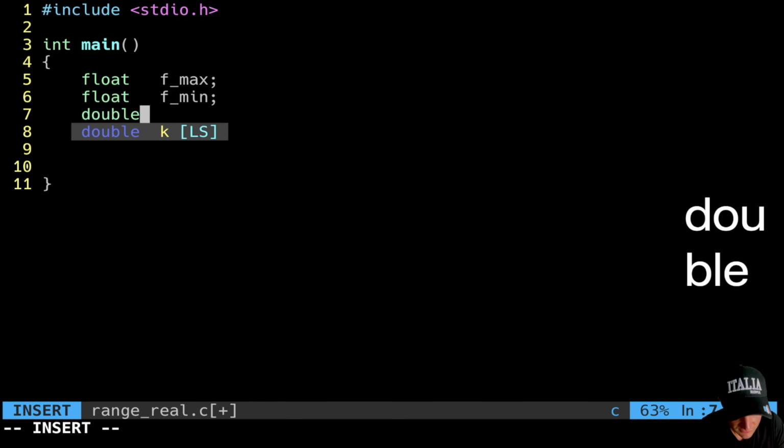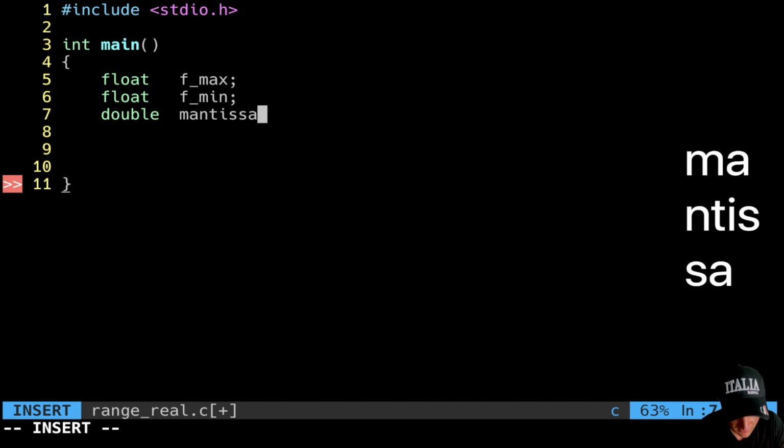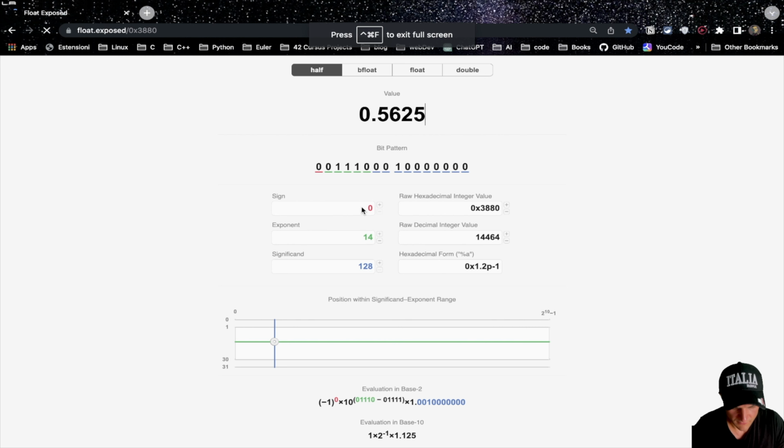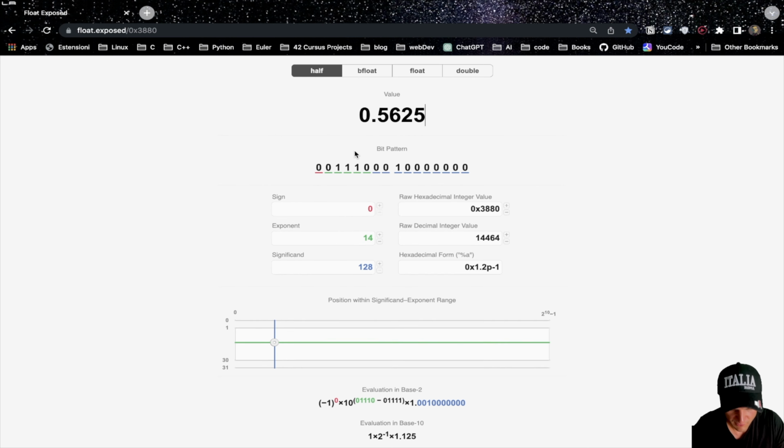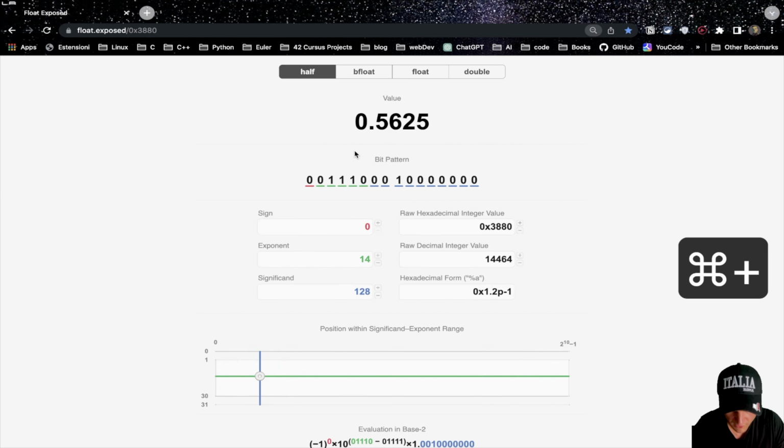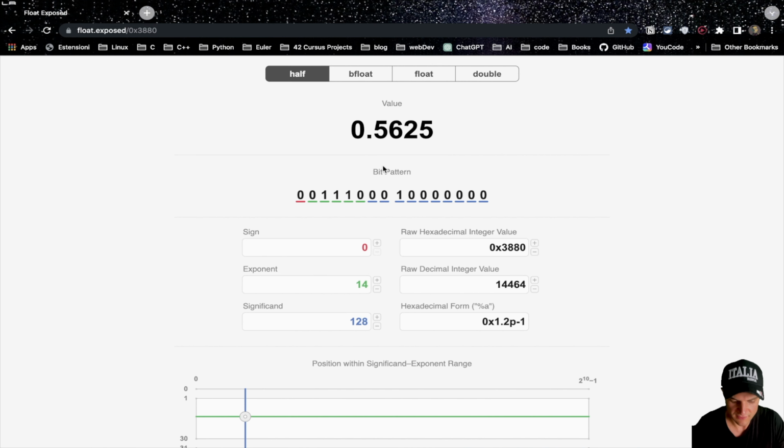For that, I'm gonna use a double mantissa, so I can have much more precision. And now, to understand better what is going on, you can use float exposed. This is a marvelous website that allows you to really toggle single bits and understand better the floats. Okay, here I have a simple alf, which is a little data type to understand the principles.